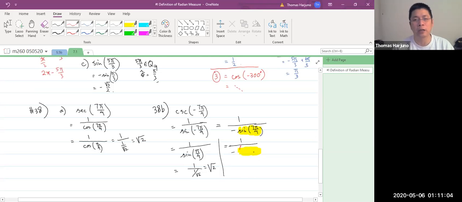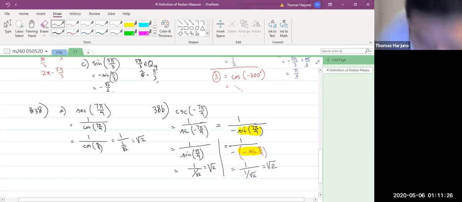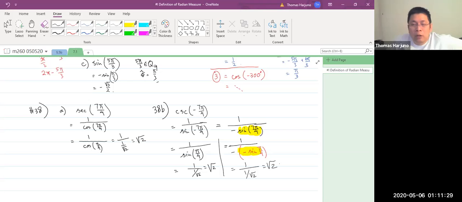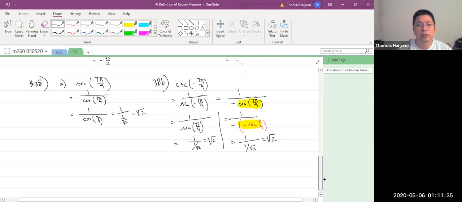And the reference angle is pi over 4. So you see that the negative cancels, right? And I end up with 1 over sine of pi over 4, which is the reciprocal of 1 over radical 2. That's radical 2 anyway. So this one question can be done at least two different ways. You use the coterminal approach or the negative angle approach. Okay.